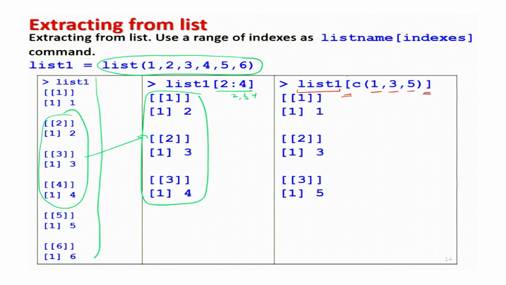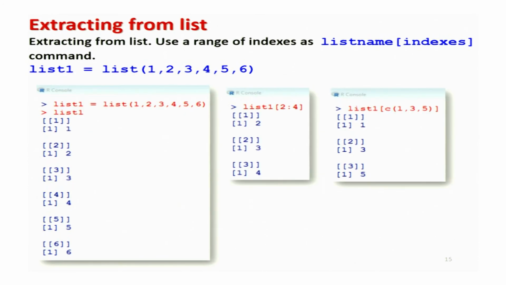So, I write down here square brackets and then 1, 3, 5, and you can see here that it is going to give you this outcome. The elements at the first position, third position and fifth position are extracted here, right. And similarly, this is the screenshot of the same operation which I showed you, right.